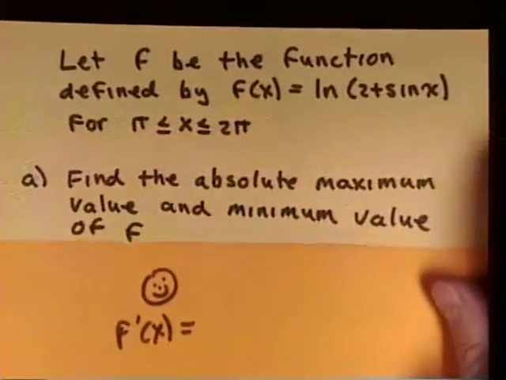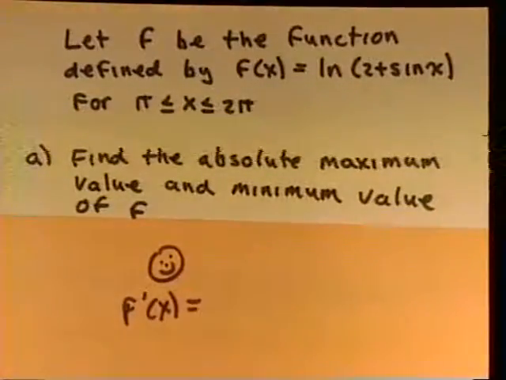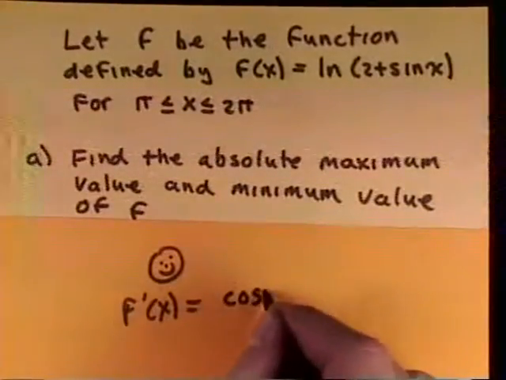The happy derivative is cosine of x over 2 plus sine x, because it's a natural log.